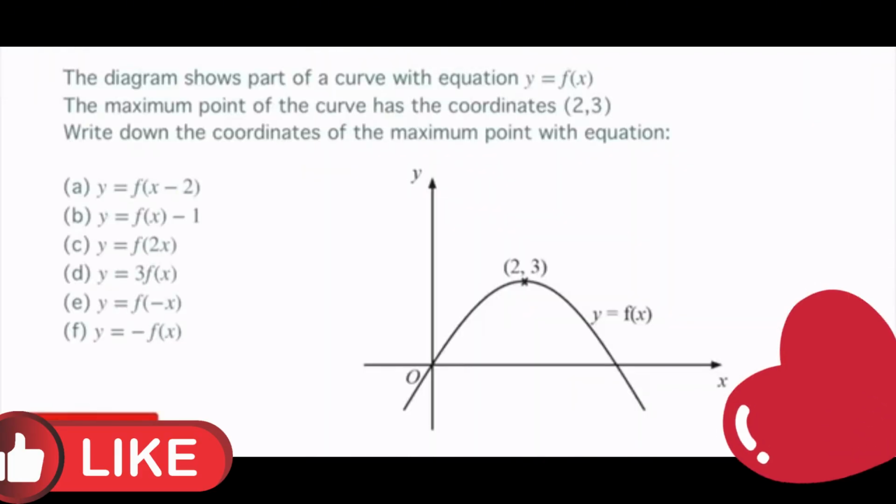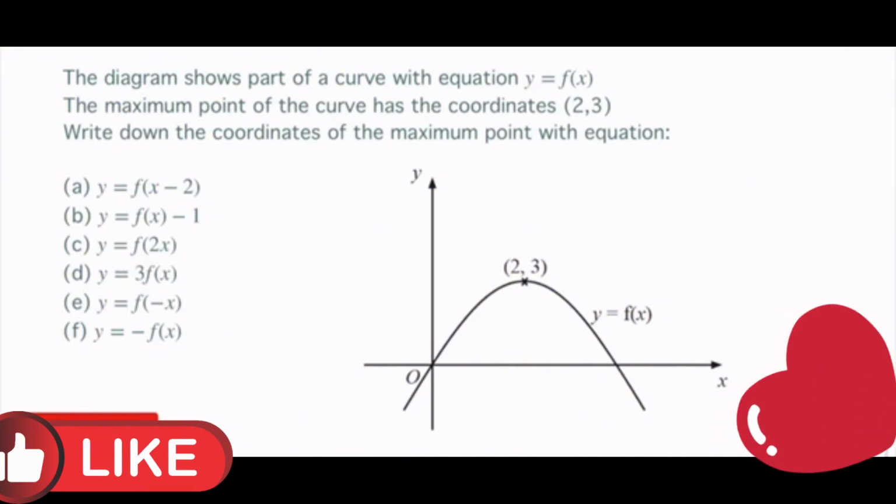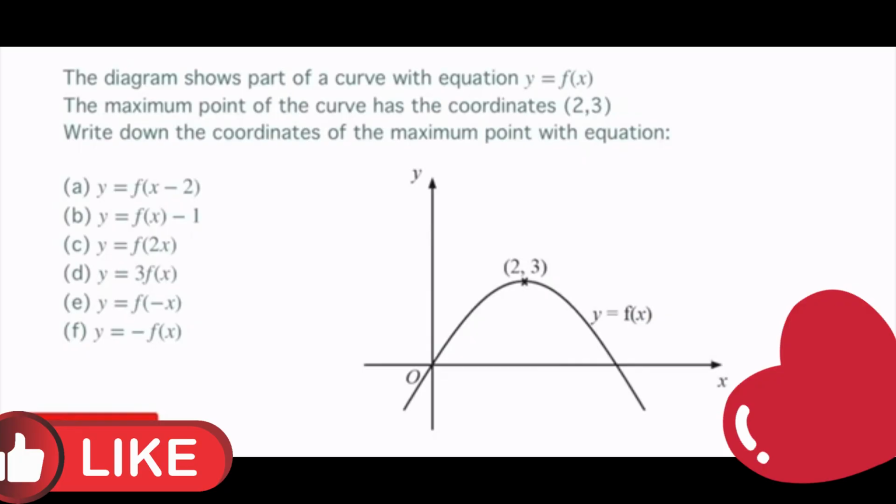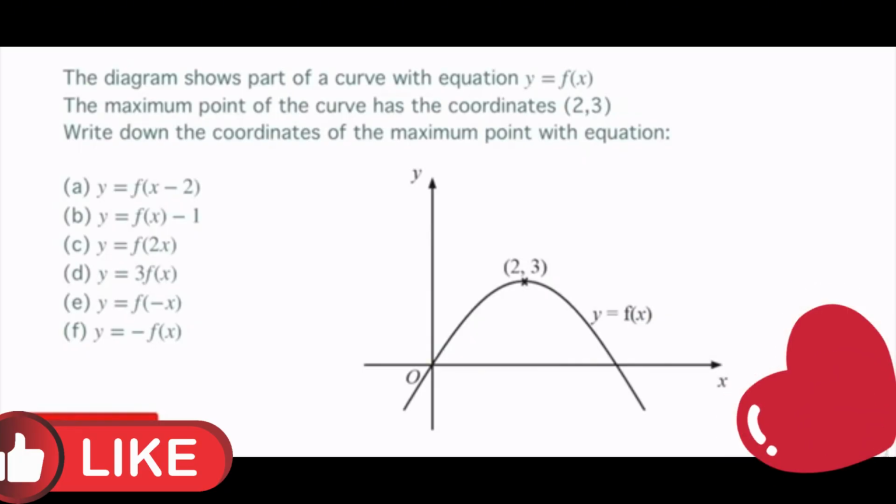So this diagram shows part of the curve with the equation y equals f of x, and here it is in the diagram. The maximum point of the curve is (2, 3), as we've already seen. Write down the coordinates of the maximum point with these different equations, and I've got quite a lot here, all the different scenarios we could have a look at.